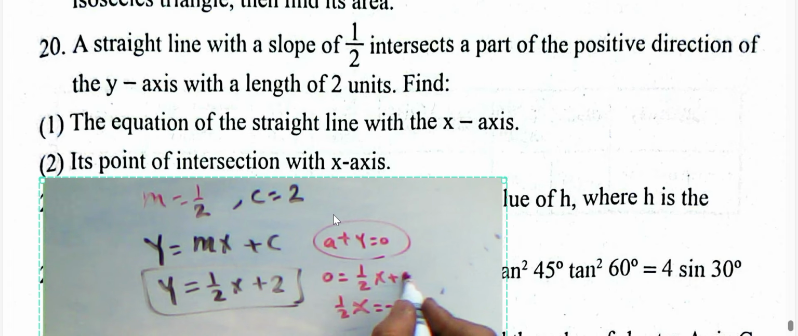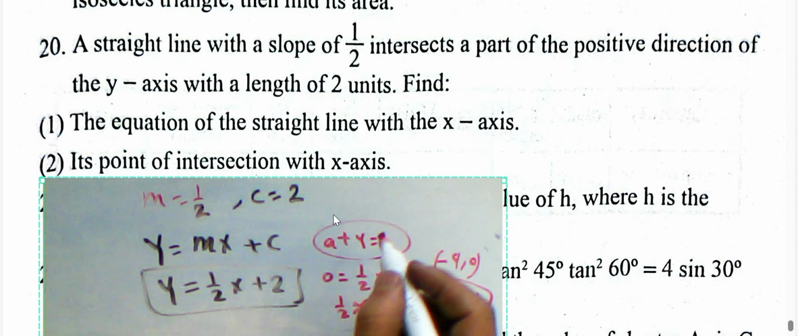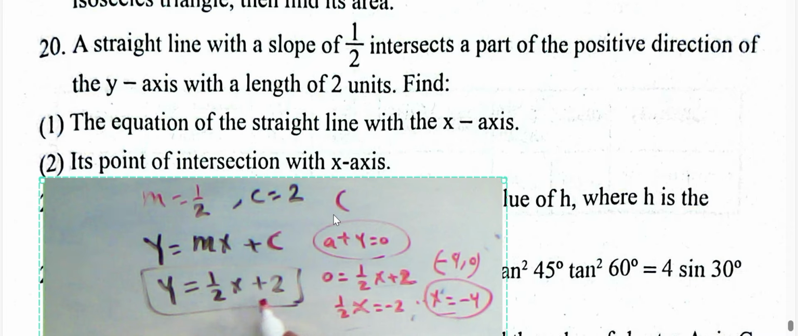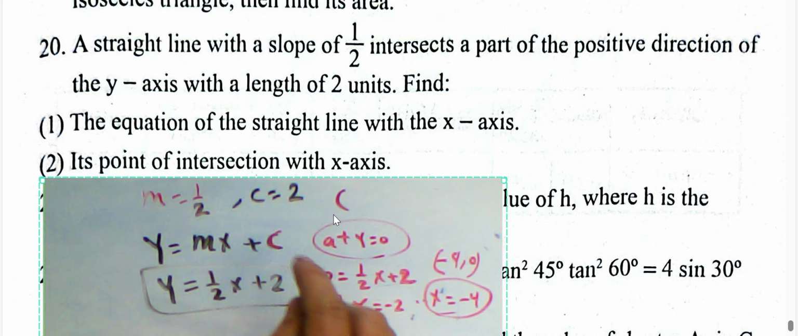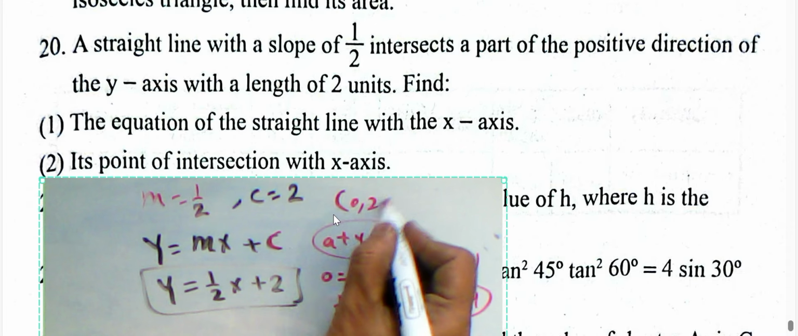We have here this 2, half x plus 2. Then x will be negative 4. So the point will be negative 4 and 0 at the x-axis. At the y-axis we have the constant: if we put the value of x as 0, then y equals 2, so the point is 0 and 2.